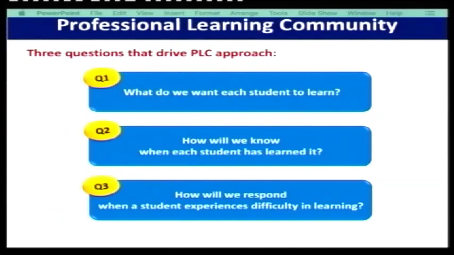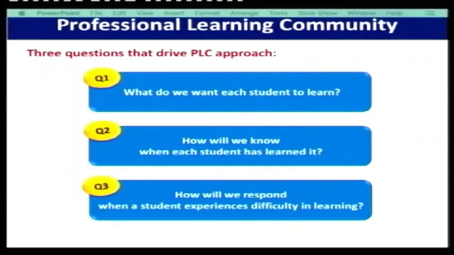Second, how will we know that each student has learned? That means we need to look back and you can look at their work and make sure they are learning. That means we design again, adjust the lesson, use new strategies and implement, and then see whether they have learned.